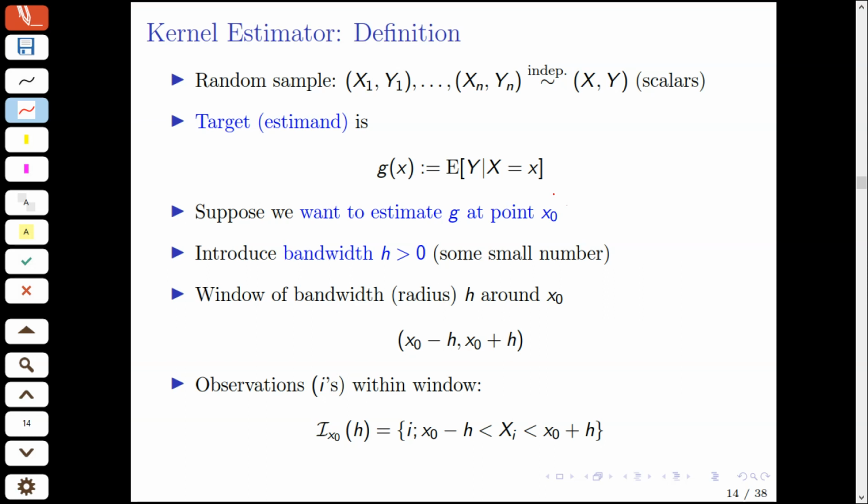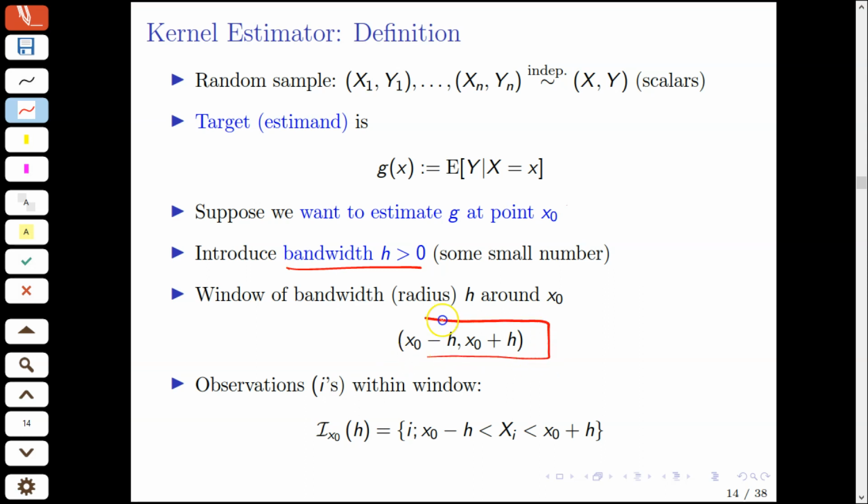Now, in order to arrive at our window of opportunity, let's introduce a bandwidth, typically denoted by h. So h is some positive number, which you should think of as being small. Then we can create a window, or a ball, if you will, around our point of interest, x0, and of radius equal to our bandwidth, h. So this is our window of opportunity from our earlier slide when x0 was 0.15 and h, our bandwidth, was 0.05.